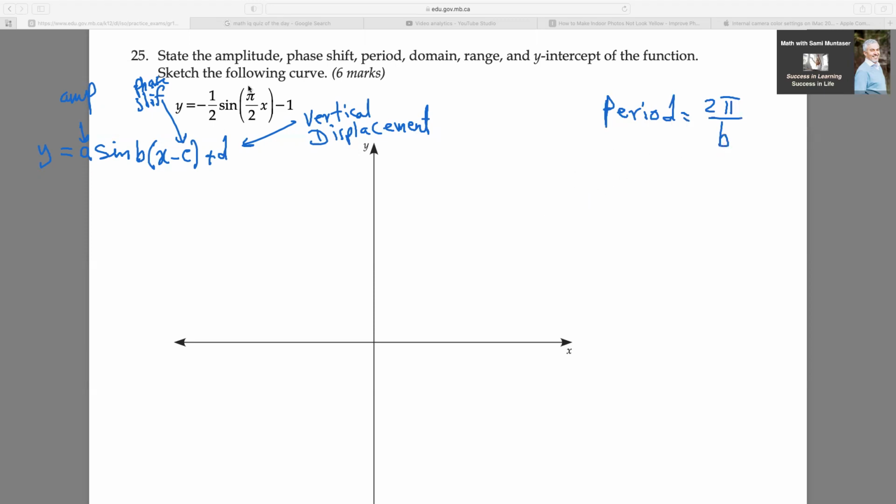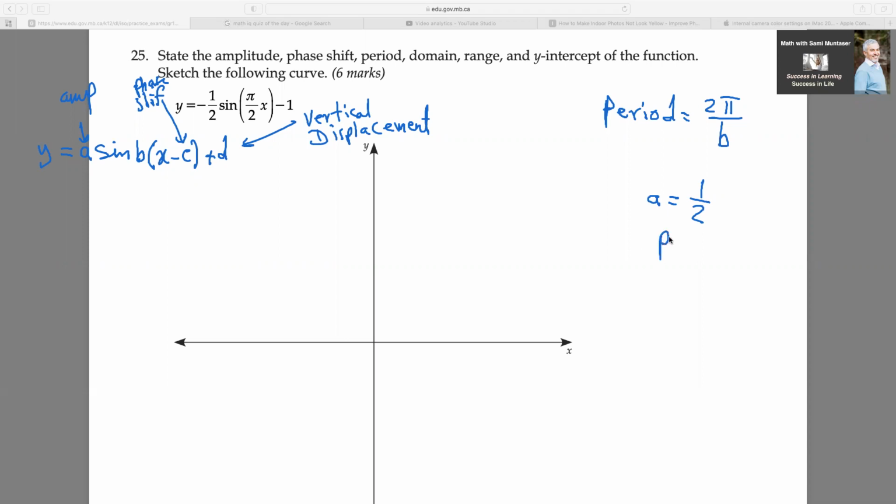So in this situation, I'm going to start doing this, and they're asking me to state the amplitude. The amplitude is 1/2. Never use the negative there. Never say the amplitude is -1/2. They'll mark you wrong. The amplitude is always the absolute value of this number.